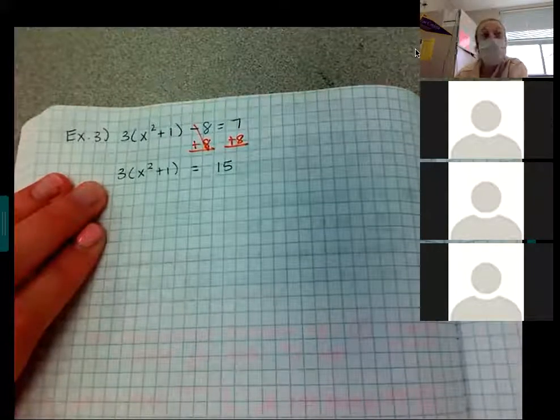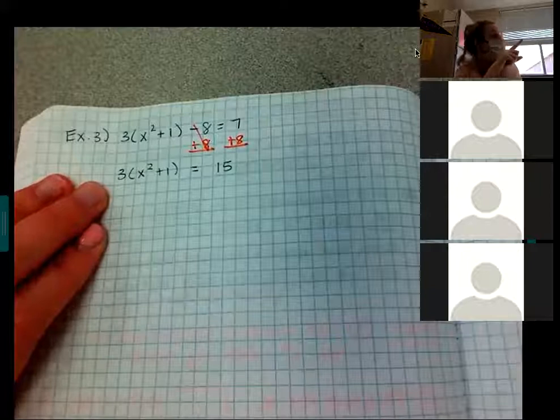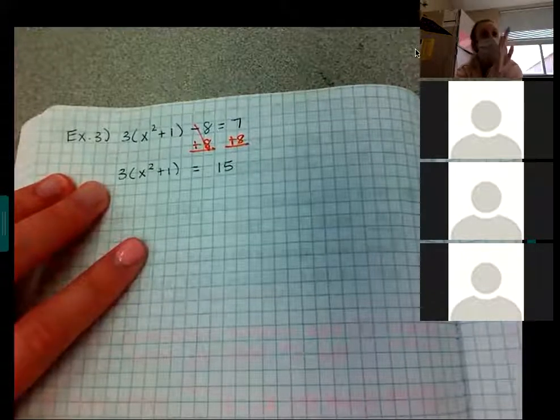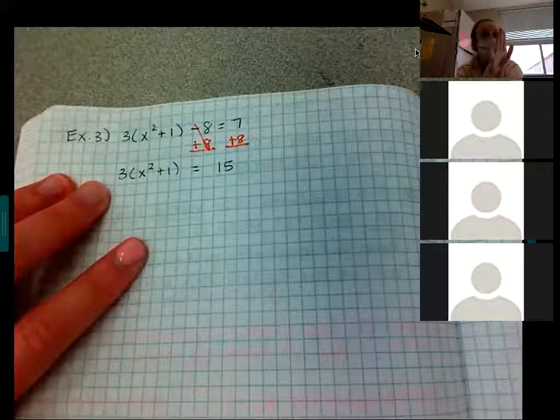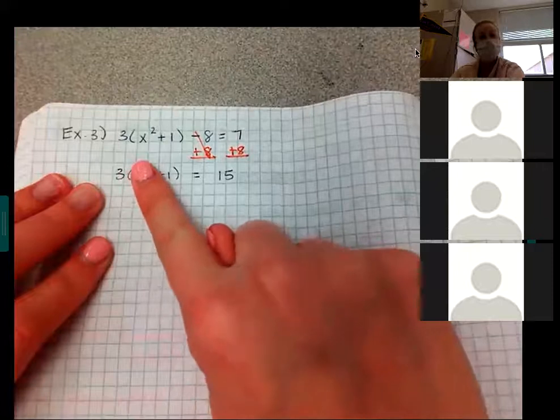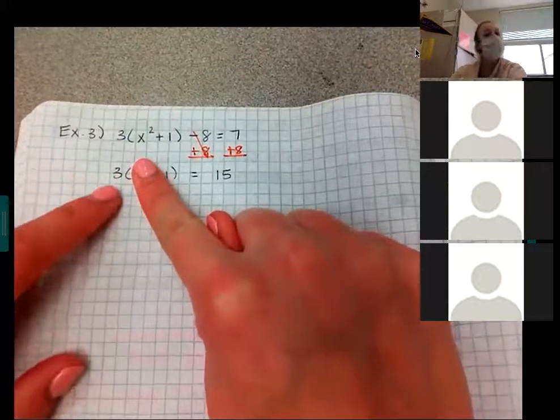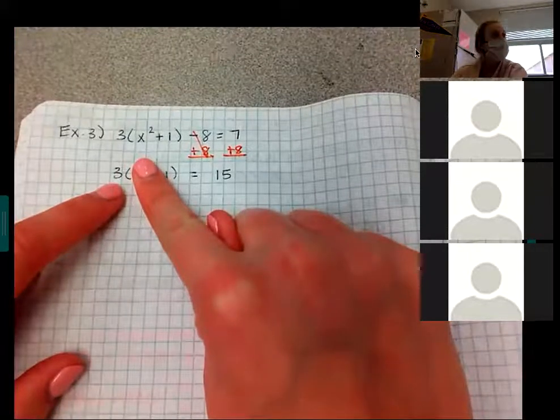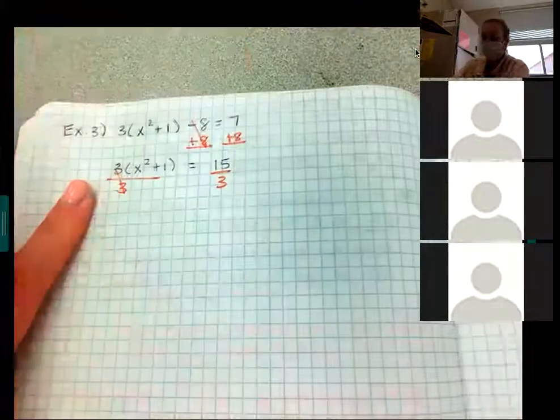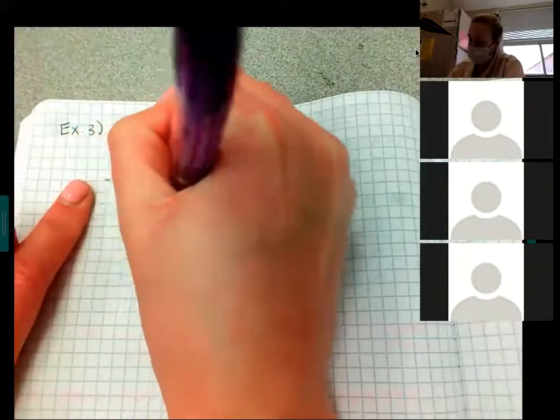From here, again, use the trick I've been showing you. Cover up where x squared is because some of y'all are about to do this with extra work. You don't need to distribute. Cover up where x squared is. Look right here. Cover it up. It's in parentheses. How do you move the 3 if it's touching the parentheses? Divide it. Good, Jaden. It's multiplying, so to get rid of it, you would divide it. What's 15 divided by 3? So we have x squared plus 1 equals 5.